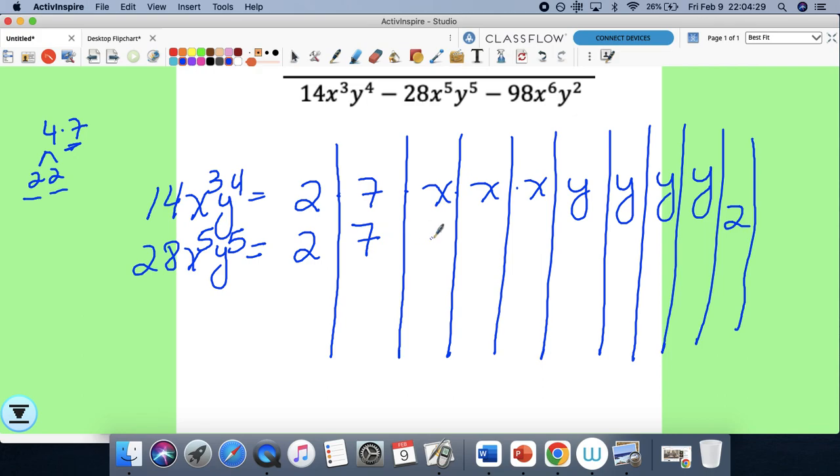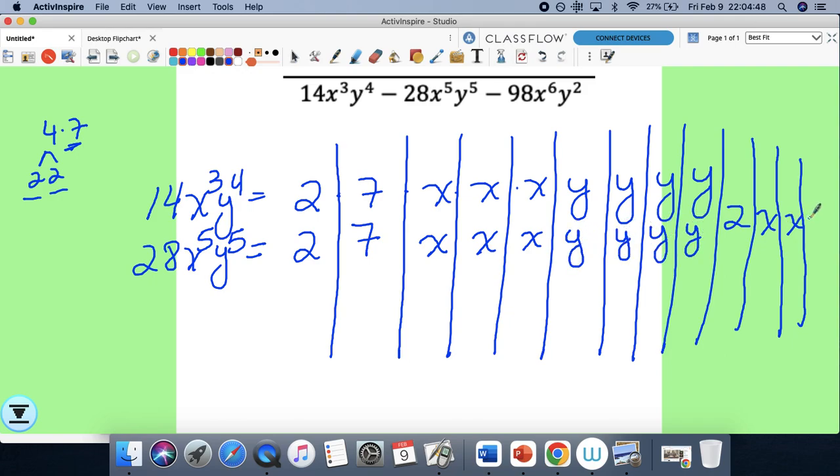X to the fifth power, so I need 5 x's. 1, 2, 3. There are no columns for x's, so make 2 more. Another one here. Another one. So I'm going to expand that. Hopefully I don't run out of room. Y to the fifth power, well, there's already a column for y, another one, another one, another one, but I need one more. I'll put that all the way at the end. And then finally, 98.